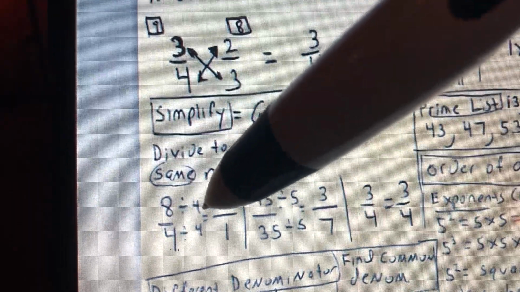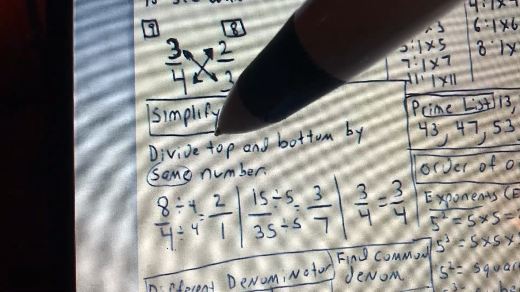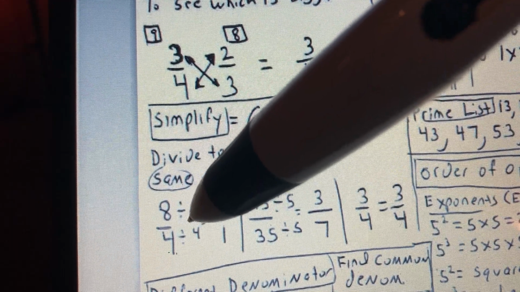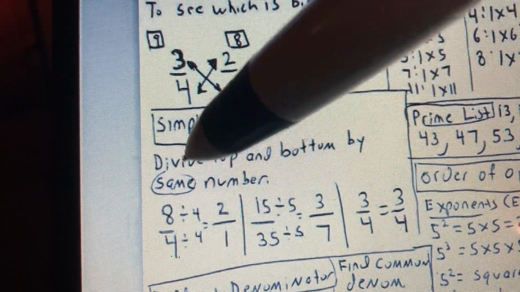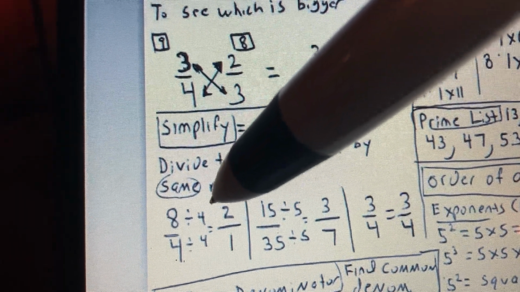Here's a little trick. When you have a smaller number, which you're going to have unless they're both the same, try dividing both of them with that smaller number between the two parts and see if it fits into both. It'll save you some time.